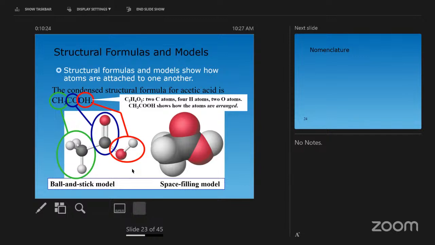As I said, unless you're going to get into graduate work, I don't anticipate that you'll be using this space filling model very much.